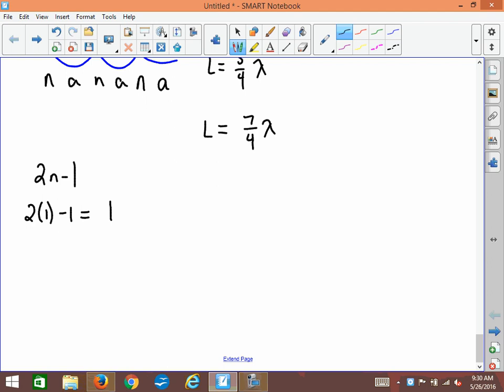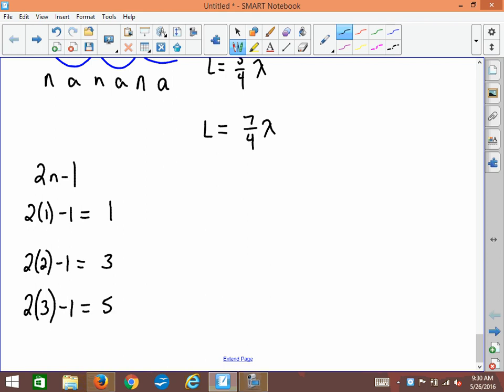Right? So 2n minus 1 gives me an odd number, 1. If I put a 2 in there, the next n number, remember the n's go up by integers, 1, 2, 3, 4, 5, 6, 7, I get 4 minus 1, which is 3. So this is my odd number generator equation. I put another 3 in there for the next one, and I get 5, and so on.